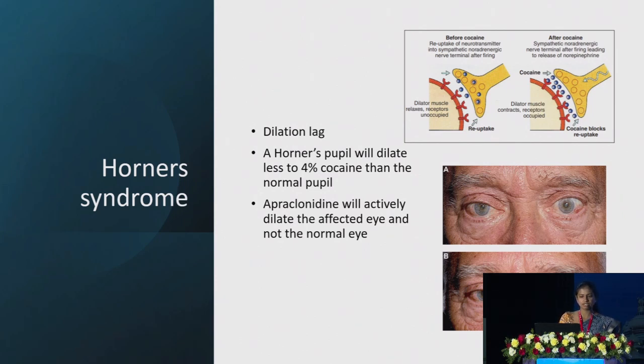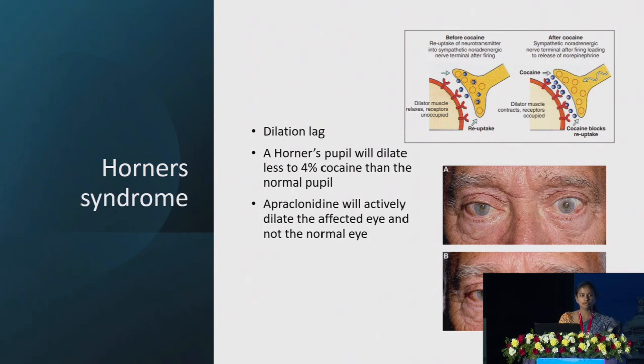The typical presentation of a patient is a dilatation lag, meaning if the patient is going from a light room to a dark room, there will be a lag in the dilatation, meaning there is a problem in the sympathetic pathway. The dilator pupillae is unable to dilate in the same way as the normal pupil. So now, what is the diagnostic test for a Horner's pupil?